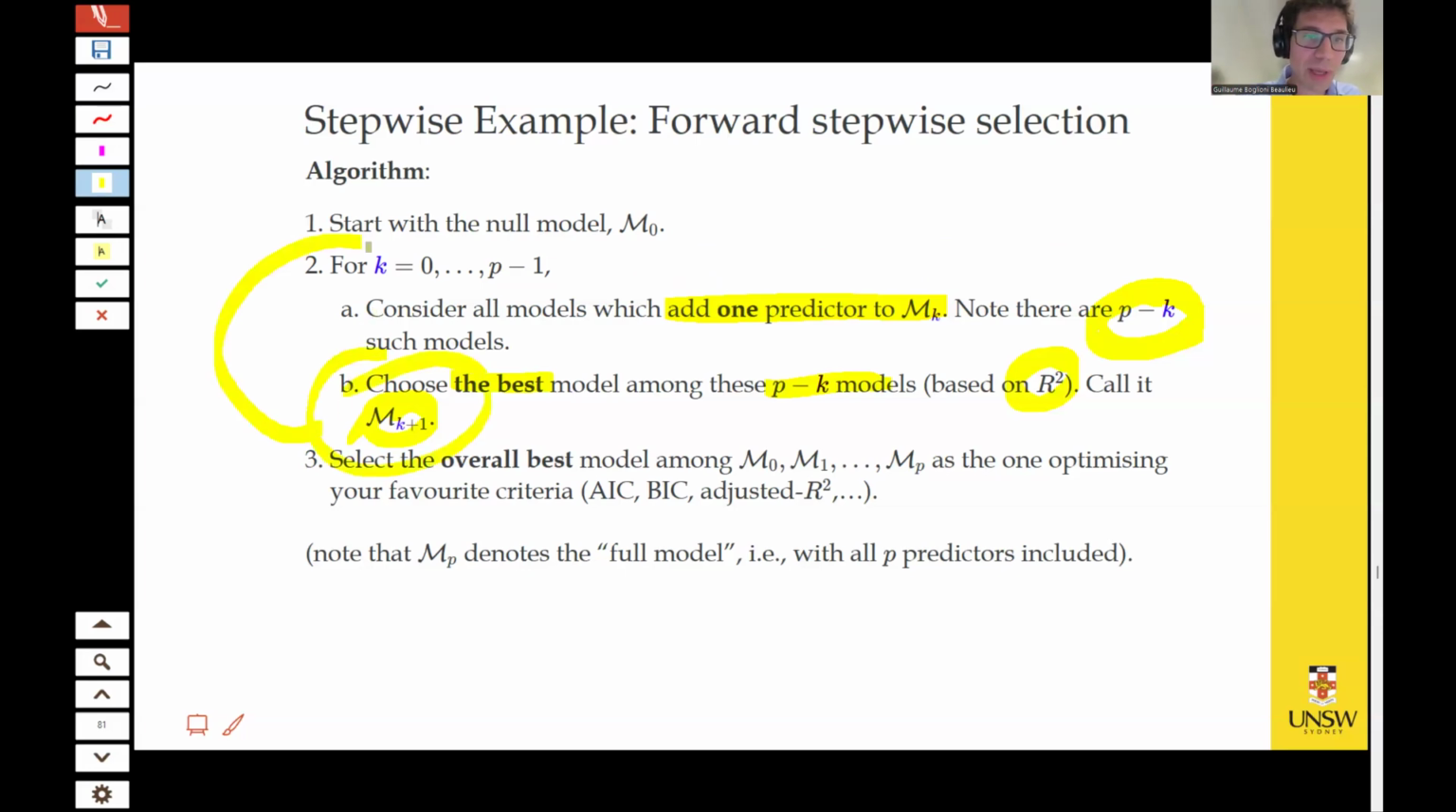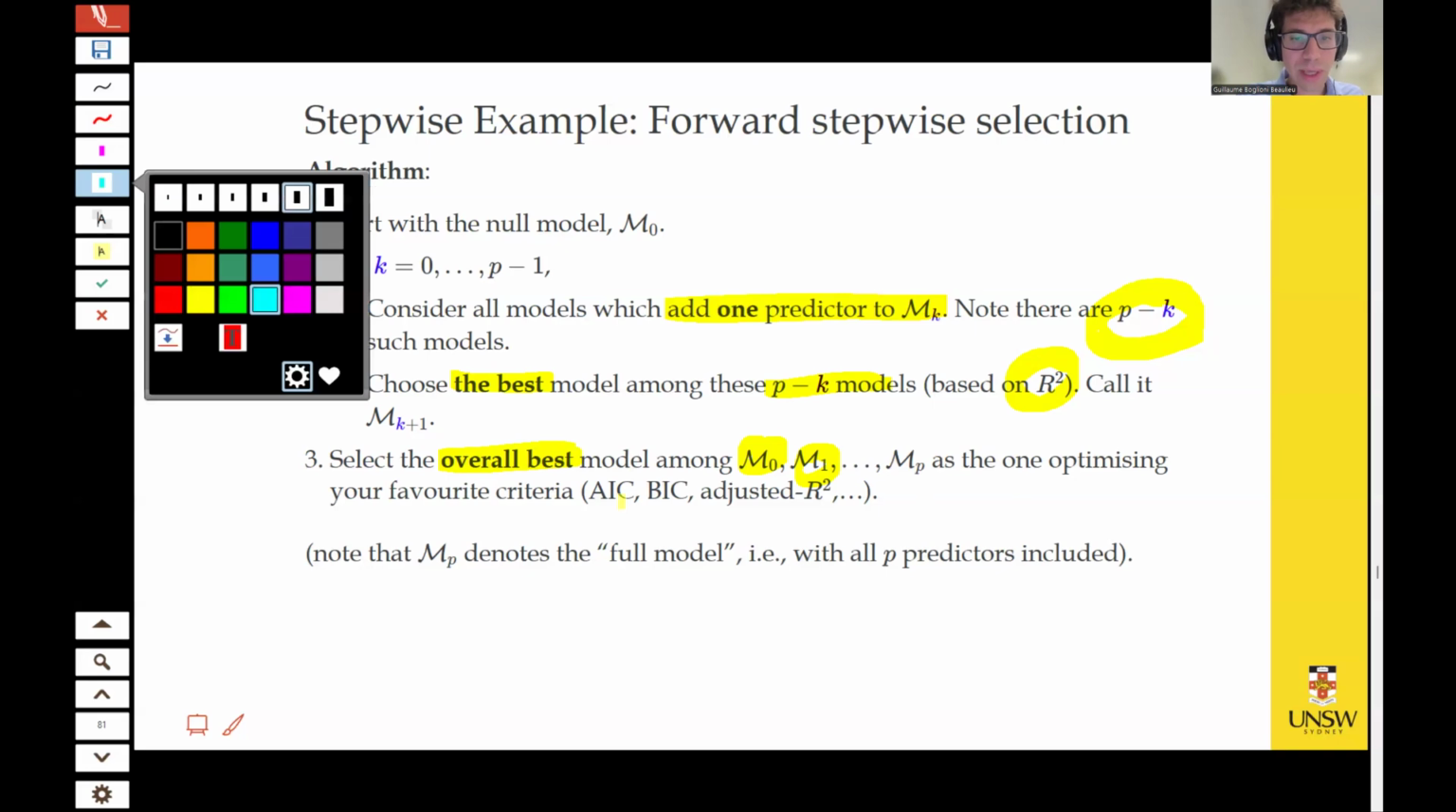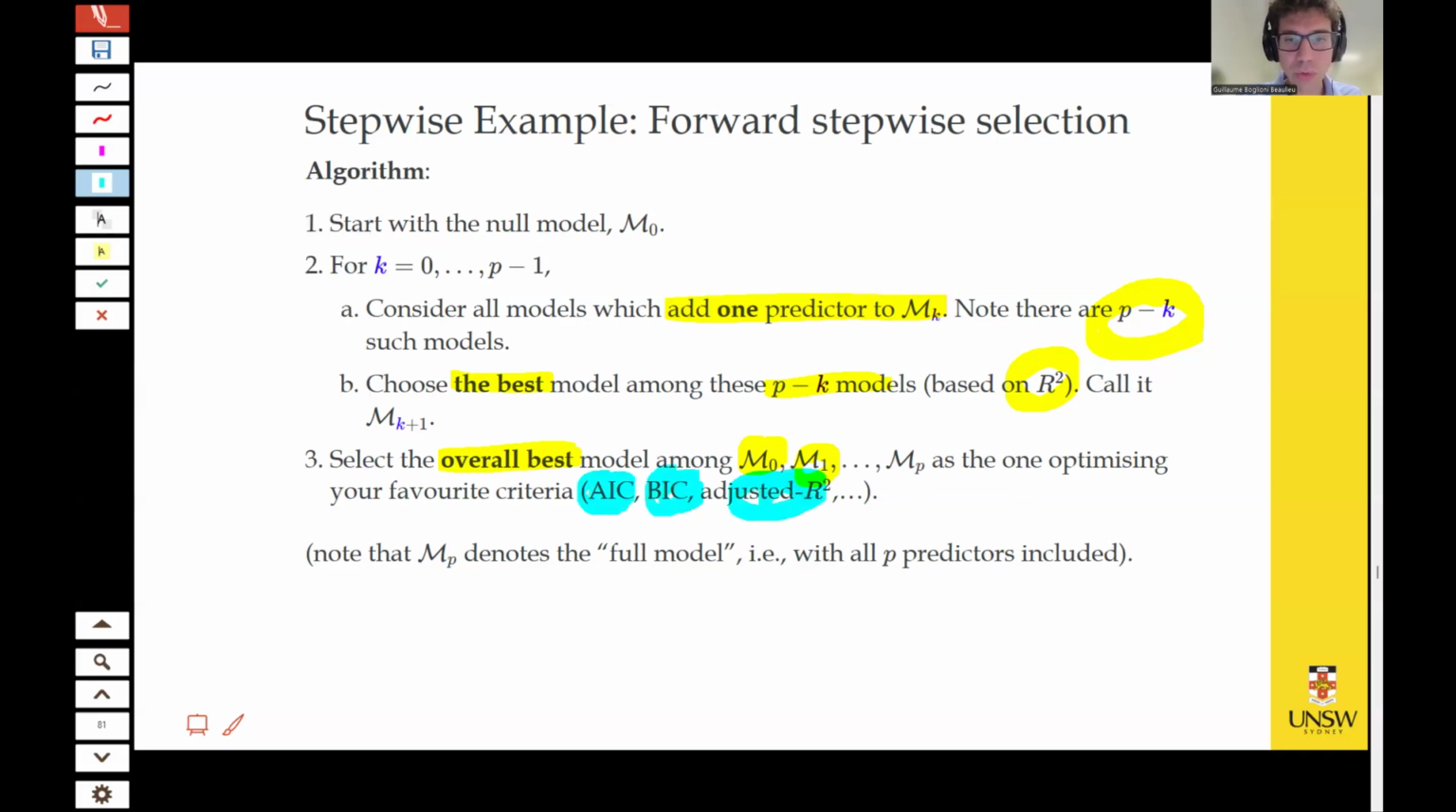So once you've done this step, you go back, you go to k equals 1, and you add one predictor. Now you have chosen one predictor, you add one more, so you have p minus 1 models to evaluate. Among those p minus 1 models, those with exactly two predictors, you keep the best one, and you call this M2. You do this again and again. Lastly, you get a few different choices: M0, M1, up to Mp. You simply pick the overall best, based on the criteria of your choice: AIC, BIC, adjusted R-squared, and so on.